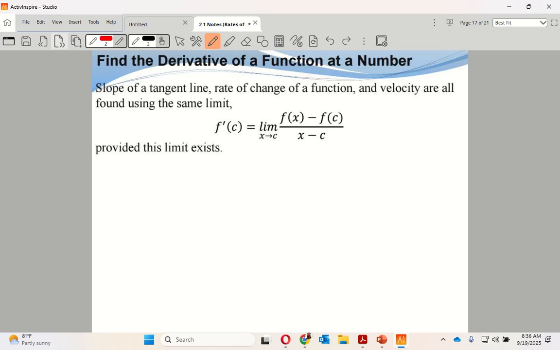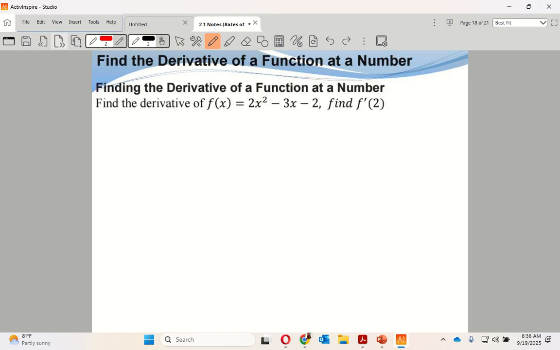All right, so basically right here, slope of a tangent line, rate of change of a function, and velocity are all found using the same limit. So they like using that. I don't really care for that one right there. Like I said, doing x plus h, I don't know why, my mind just doesn't really like that for some reason. But it does work.